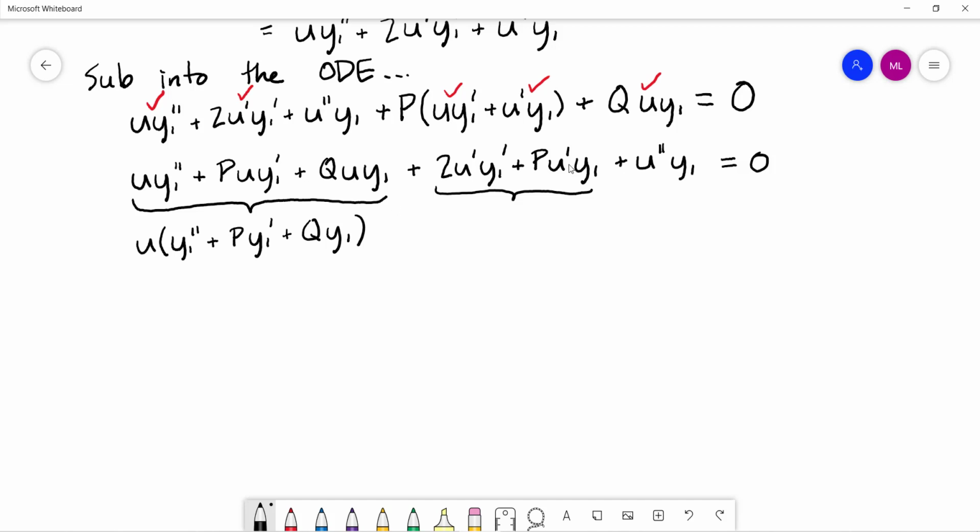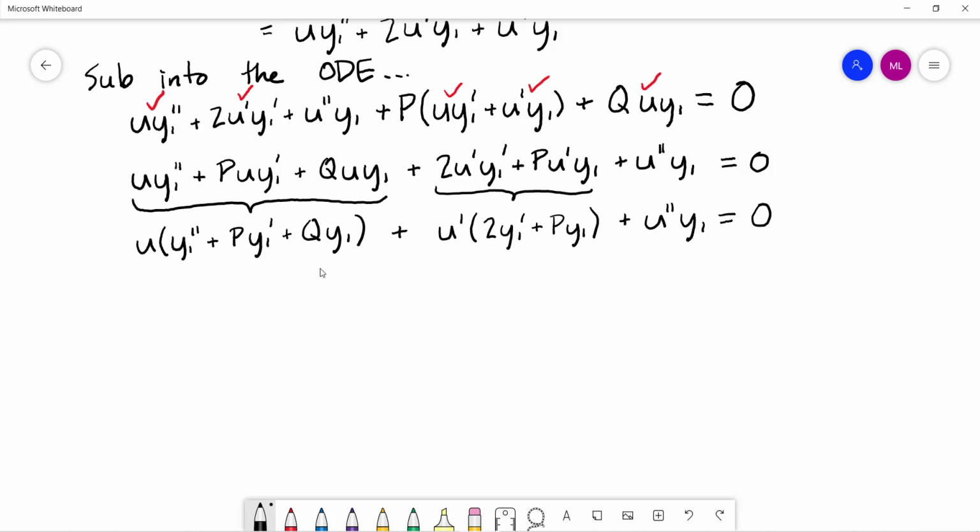And so let's factor the u prime out of this one instead. It'll be a little bit nicer to deal with. So u prime gets factored out, and we're left with 2y1 prime plus py1. Good. And then this last term will just be u double prime y1. Don't forget my plus sign there. Okay. So again, I've just rewritten this line by grouping. This piece I'm not going to touch for now, but this piece we can actually simplify.